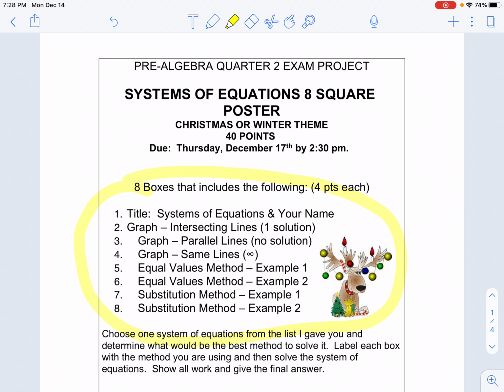On the back, or your other 4 squares, you'll have 2 different examples using the equal values method, and then you'll have 2 different examples using the substitution method. Okay, so 2 of each of those methods.